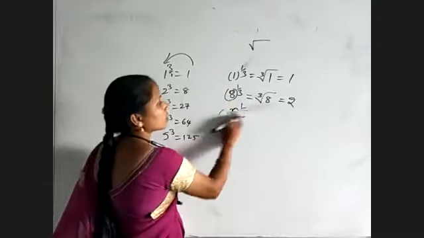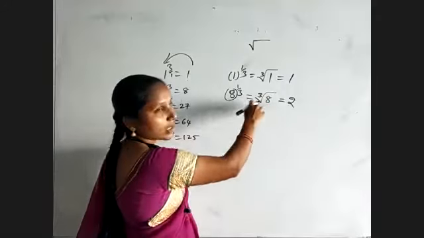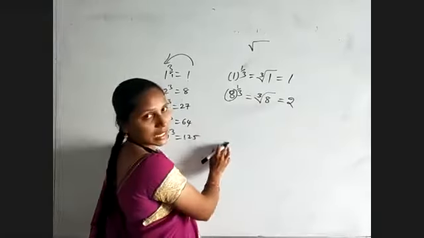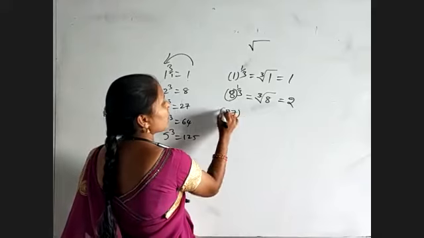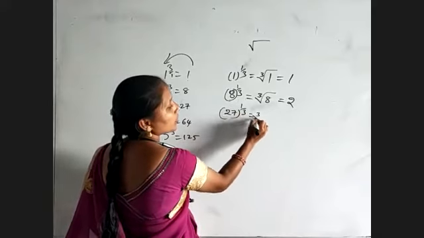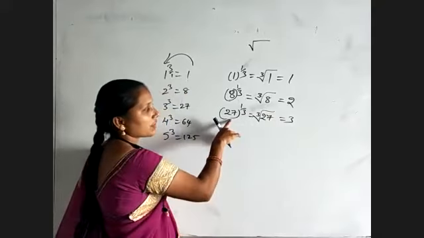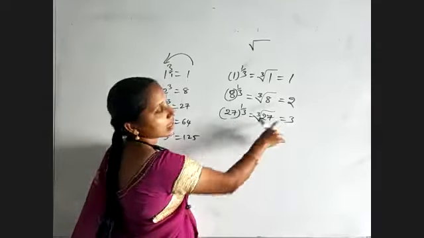Okay. So remember, when the order and the power are the same, then that root and that power will get cancelled. See here, the order is 3. Now suppose 27 to the power of 1 by 3, that is, the cube root of 27, is equal to 3. Why? Because 27 we can write as 3 cubed. Cube and the cube root will get cancelled. So 3 will remain. That's all.